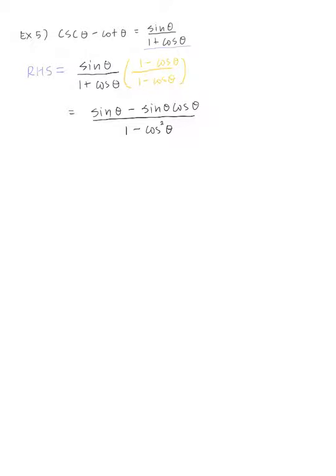Okay, so now let's see what's going to happen here. Now remember the Pythagorean identity: sine square of theta plus cosine square of theta equals 1. So 1 minus cosine square of theta is going to give us sine squared. If you want me to rewrite everything, that implies that 1 minus cosine square will give us sine squared. So let's replace the denominator with sine square of theta.